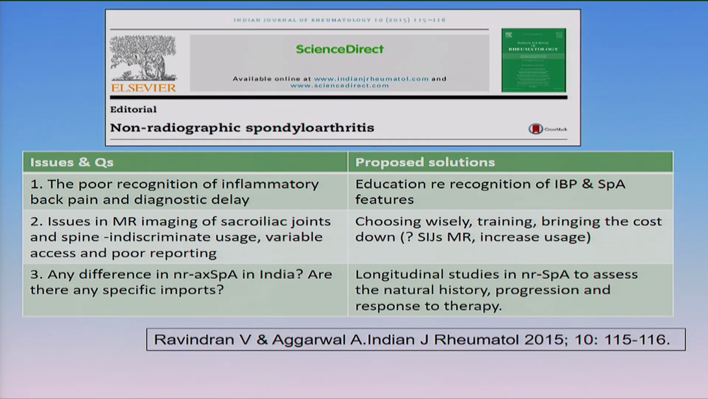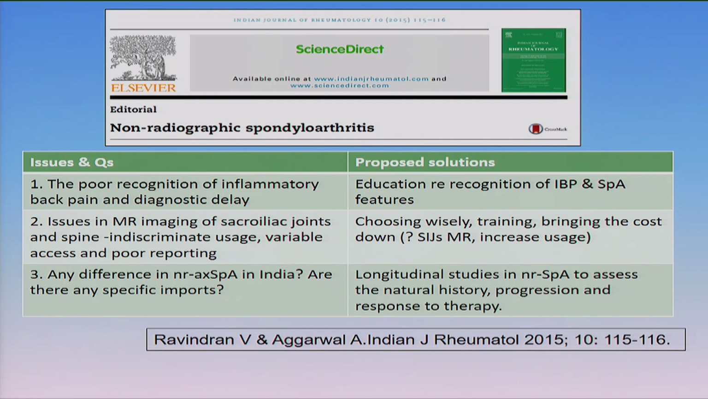As a final slide, writing an editorial based on this good study, we picked up 3 unique features which are peculiar to India when it comes to non-radiographic spondyloarthritis. One is the poor recognition of inflammatory back pain and diagnostic delay. And we propose that education is the most important thing about this condition. Then there are issues related to MRI. Yesterday's MRI workshop was also, I think, a right step in this direction, where we emphasized choosing wisely and educating on the wiser use of this investigation.